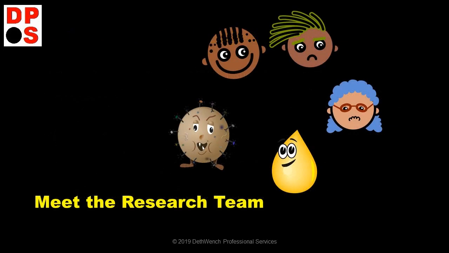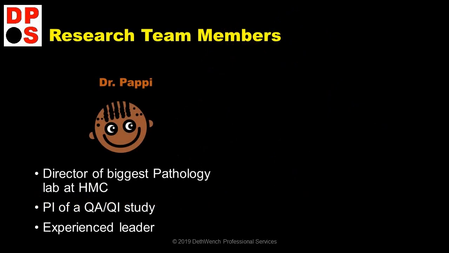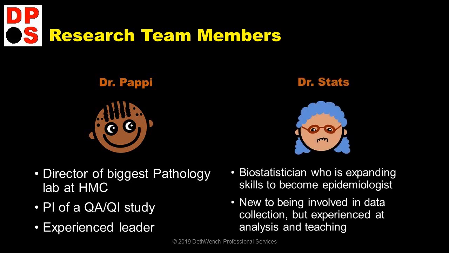Okay, now let's meet the research team. First, we have the PI of the study, Dr. Pappy. He's a world-renowned researcher and an experienced laboratory director who runs the biggest lab at HMC. Next, we have Dr. Stats. Dr. Stats is a statistician at a research center at HMC, and she's offered to help the team. She's trying to build her skills in epidemiology and study design, and the best way to do that is to participate on interdisciplinary research teams like Dr. Pappy's.